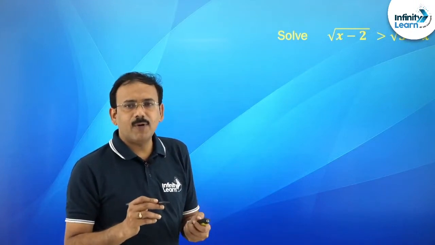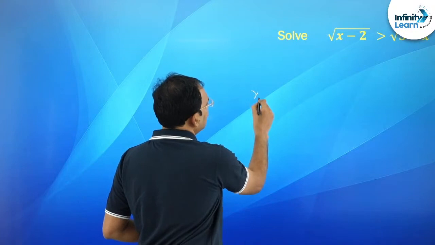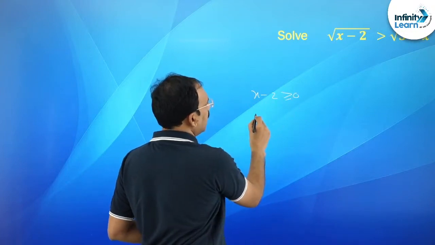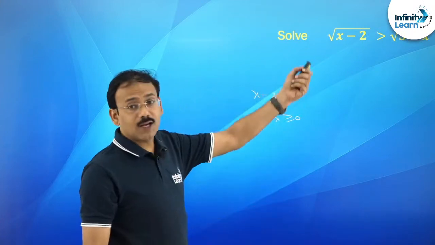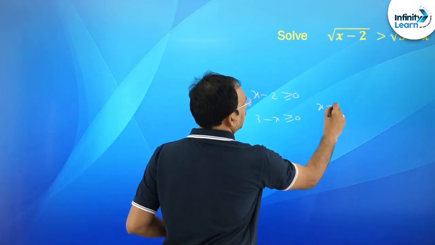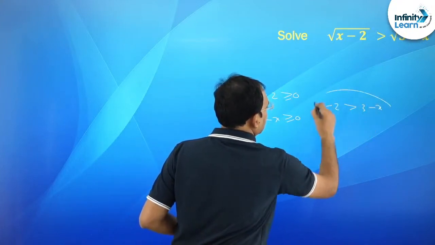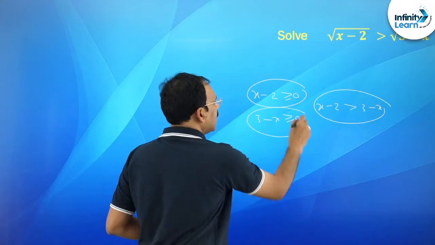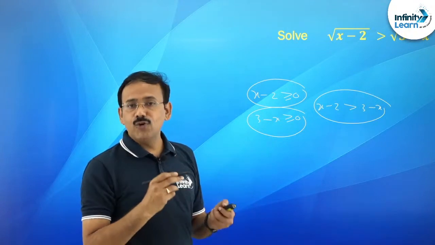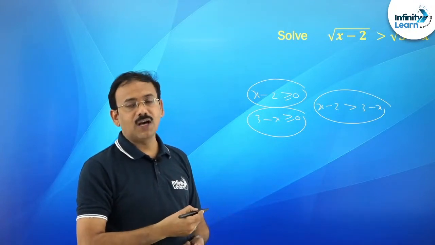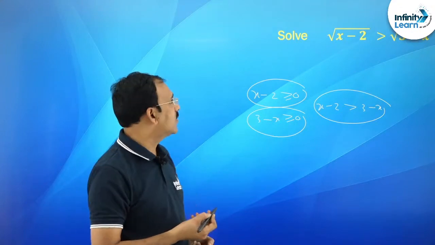Whereas an irrational inequation has only one important point to remember: the input of a square root must be greater than or equal to 0. Apart from this, you have to consider x minus 2 greater than or equal to 0, 3 minus x greater than or equal to 0. Now both are positive, you can square on both sides, x minus 2 greater than 3 minus x. You need to take these three linear inequations together and take the common solution. That is all. If you know that point, it is not that difficult to solve an irrational inequation, right?